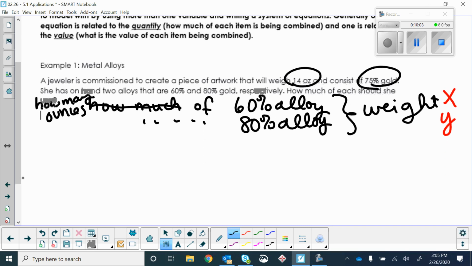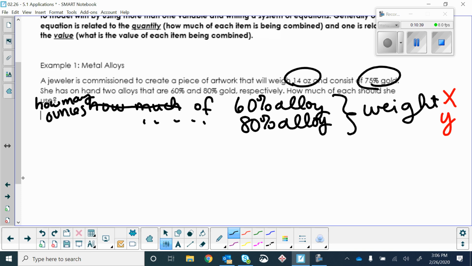So X, Y. Our job now is to make equations that relate X and Y to each other, that incorporate this information, the 14 ounces and the 75. That's what number 3 says. Write equations to model the situation. Remember, the number of variables must be the same as the number of equations. So if I have 2 variables, how many equations am I going to need? 2. Very good. And then step 4 is to solve. So let's figure out how to set up the system.